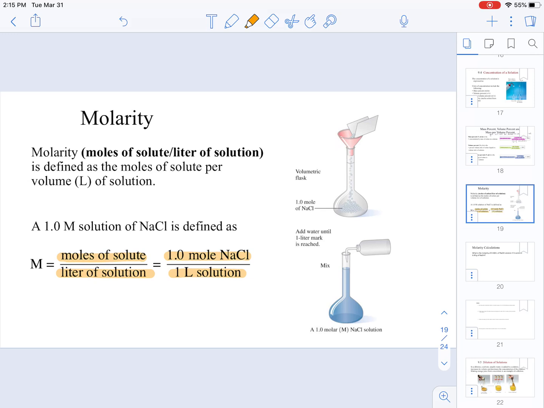So the figure that you guys see to the right is just expressing how we create a solution that is 1 molar NaCl. This means that if we're creating a 1 molar solution of NaCl in a flask, you're going to place 1 mole of NaCl or sodium chloride, and then you're going to put the volume up to 1 liter. But actually, let's do a math problem to see how we calculate molarity.